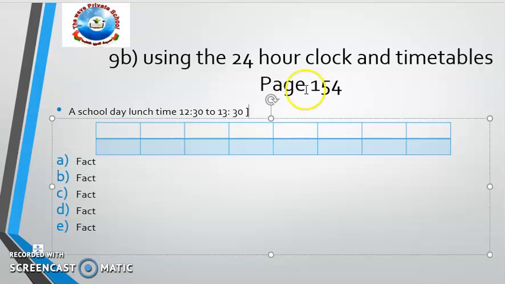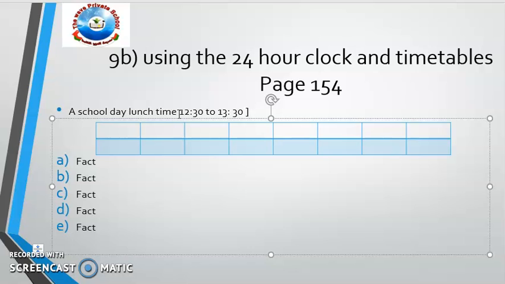Okay, so you have to see this thing that is in your page. At your page you saw the topic is here and there is a question, a school day lunch time. Here they said discovered. Look at page 154. They said complete these timetables. Use the 24-hour clock. You have to use 24-hour format.